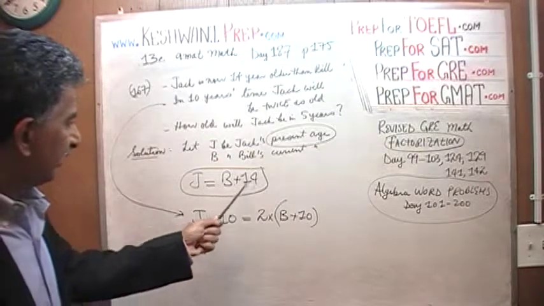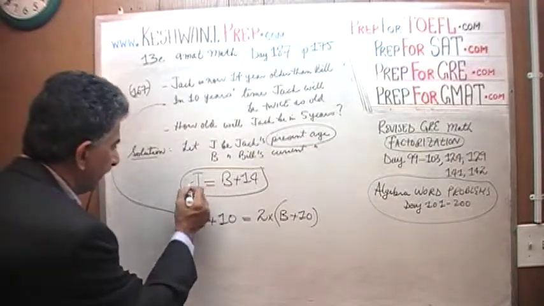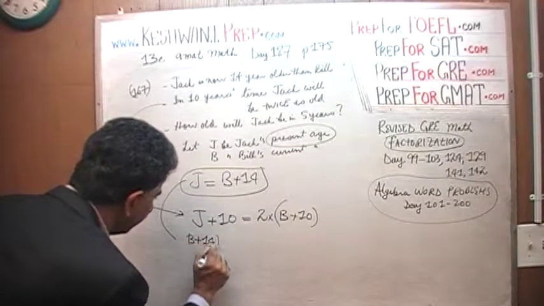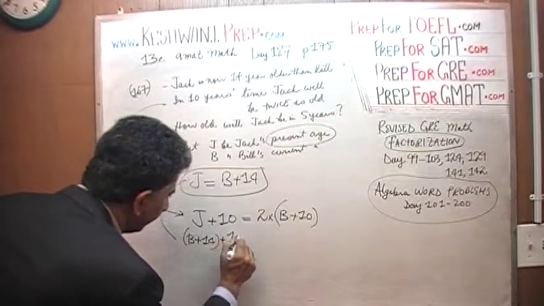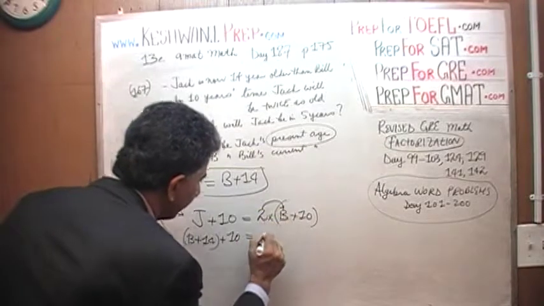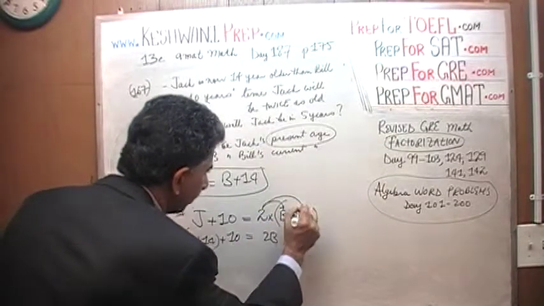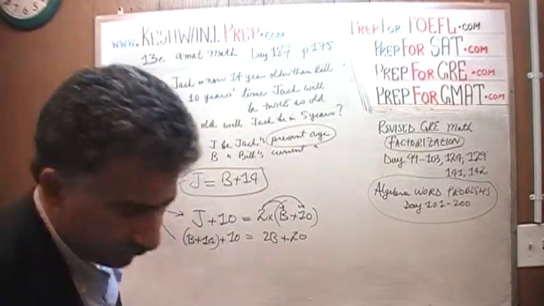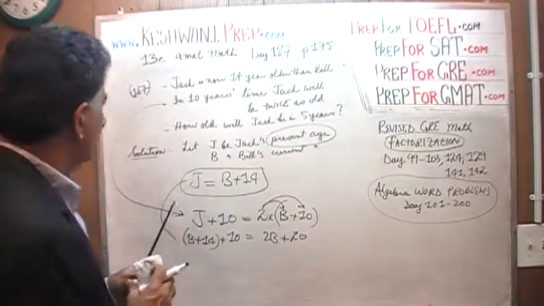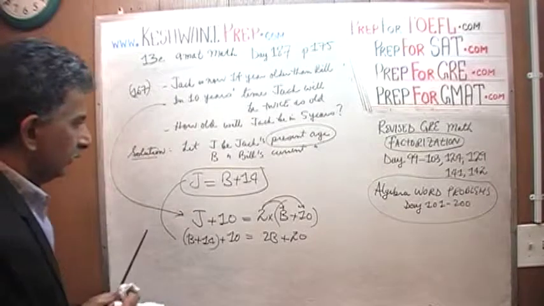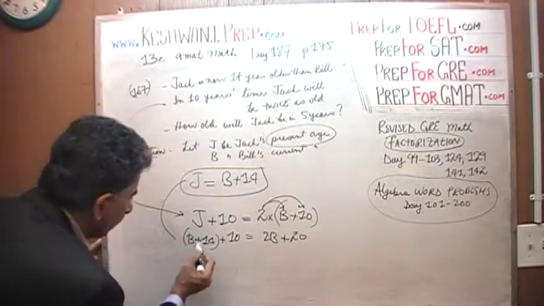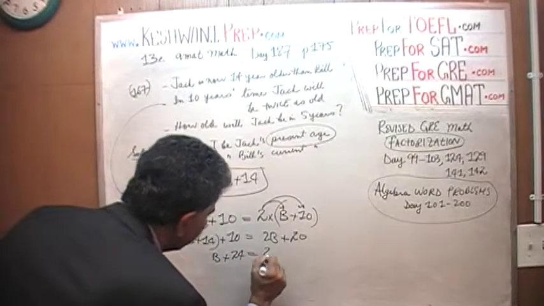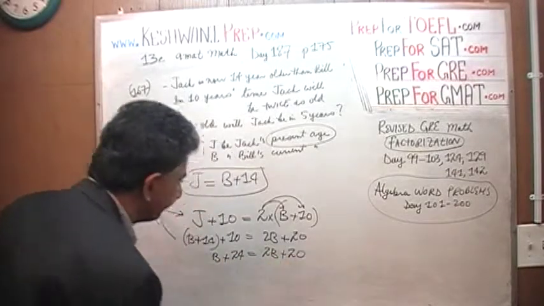J we are told is B plus 14, so we're going to put it in here. J equals B plus 14, so B plus 14 plus 10 equals 2 times (B plus 10), which is 2B plus 20. 14 plus 10 is 24, so B plus 24 equals 2B plus 20.